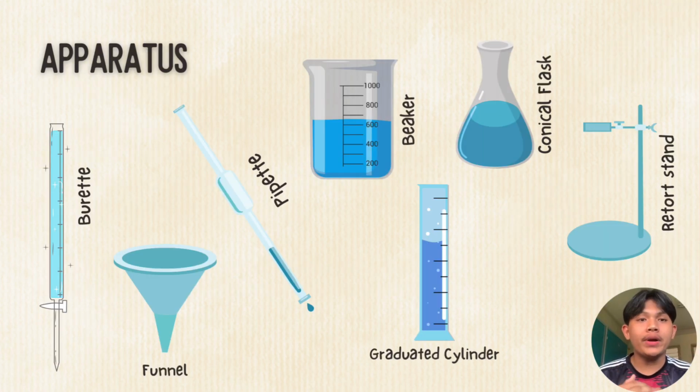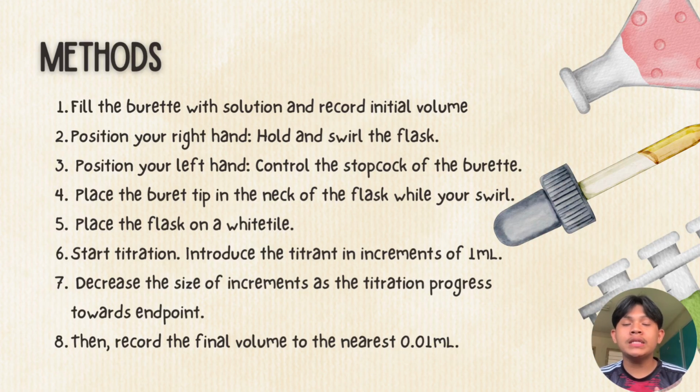There are a few apparatus that we need to do the titration. The first one is the burette, funnel, pipette, beaker, graduated cylinder, conical flask, and lastly the retort stand. So there are a few methods or steps that we need to follow to do a titration.